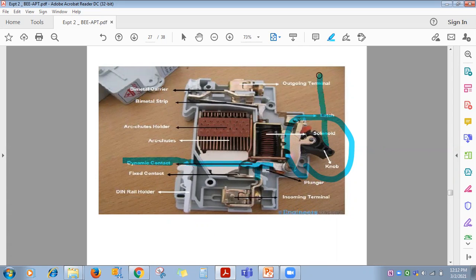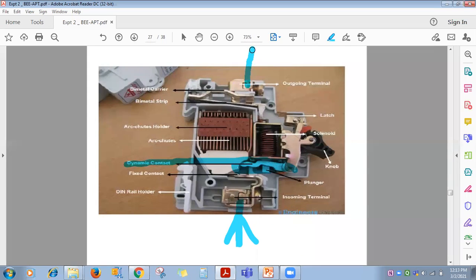Whenever you move this knob upward, what happens? This dynamic contact touches this fixed contact. It means the lower one doesn't move, only the upper one moves. The movable contact is called the dynamic contact. When the knob is at the off position, there will be a gap between the fixed and movable contact. So even if current is entering through this end, one wire is fixed over here, the incoming wire, and the leaving terminal is this one.